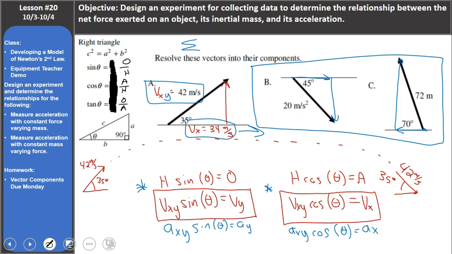I want you to find, on this one, AX and AY. On this one, I want you to find DX and DY. Do that now.